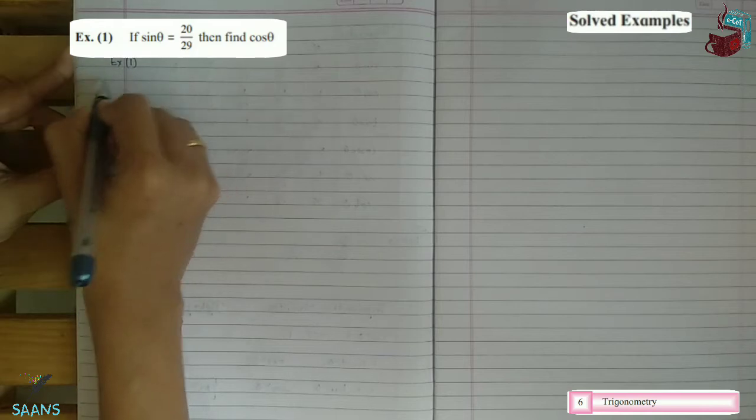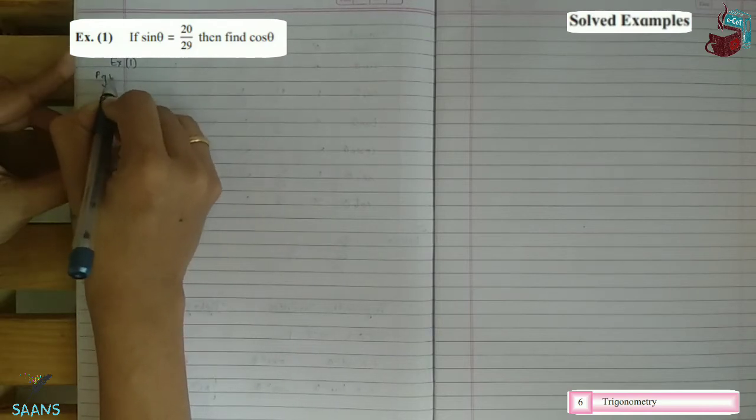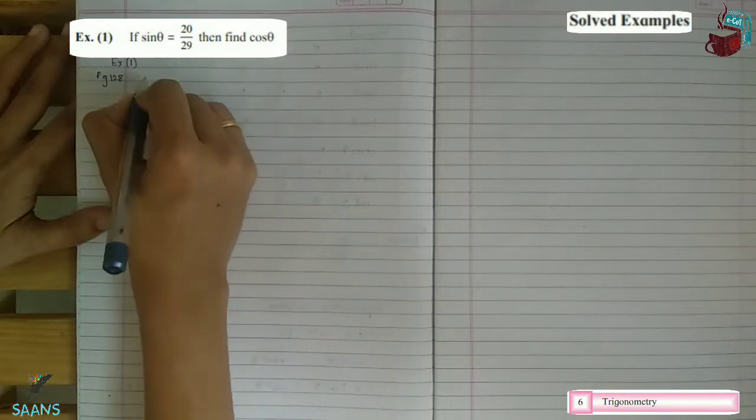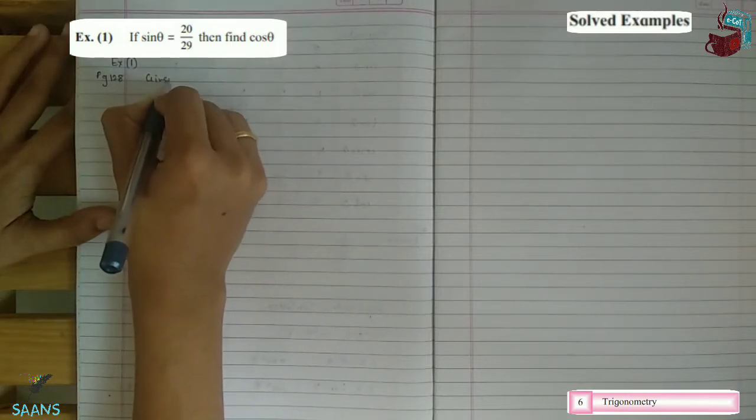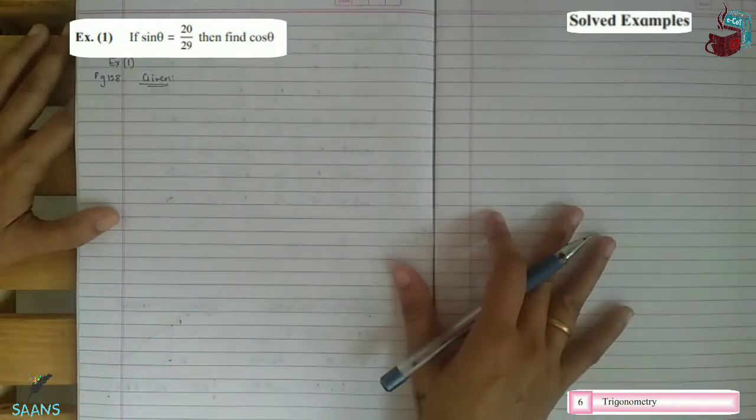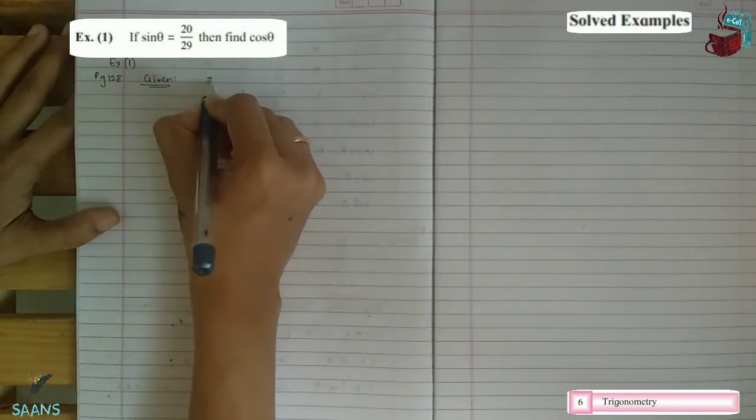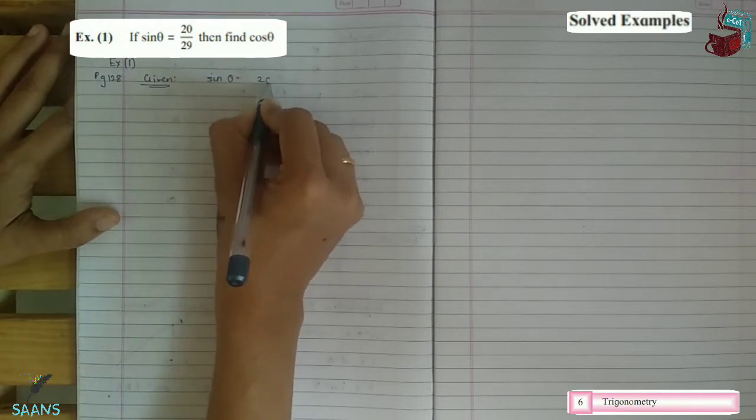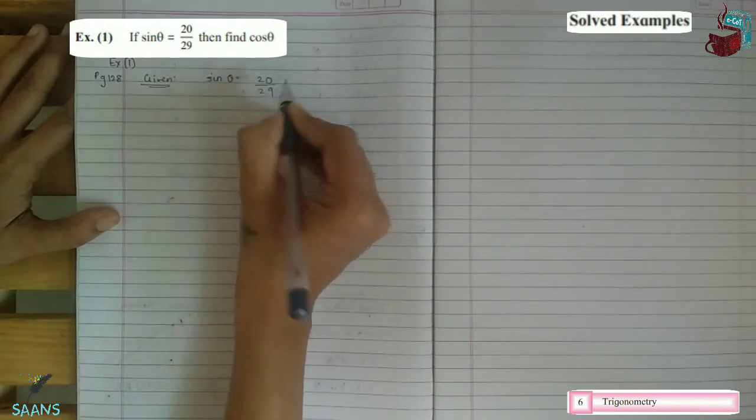Example 1, page 128. So if sine theta is given, there are 2 methods of doing it. I'll do one method here for the first time using the page so that you'll understand. Sine theta is equal to 20 upon 29.